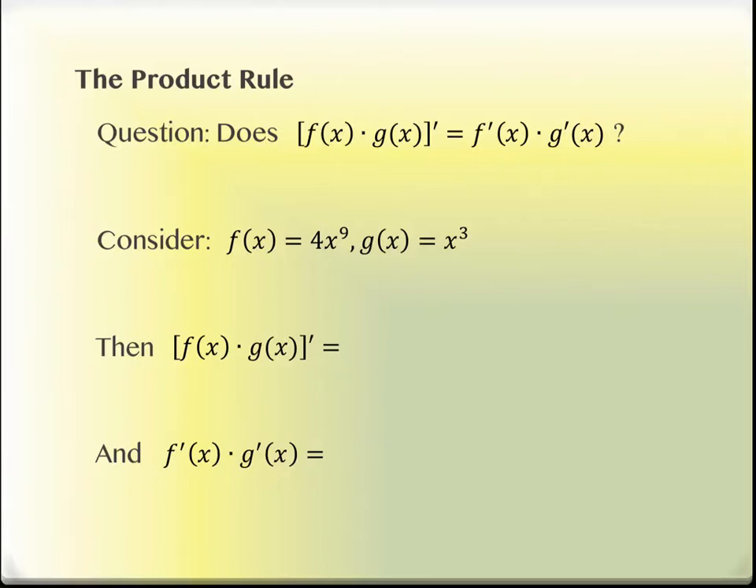So the example we're going to do is having the function f of x equals 4x to the 9th, and g of x is the function x cubed. So this first one here, where it says f of x times g of x, and then prime, working inside out, the first thing I'm going to do is multiply 4x to the 9th times x cubed. And after I multiply them, I'm going to take the derivative. So what is 4x to the 9th times x cubed?